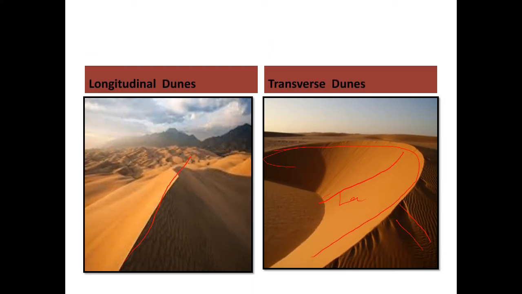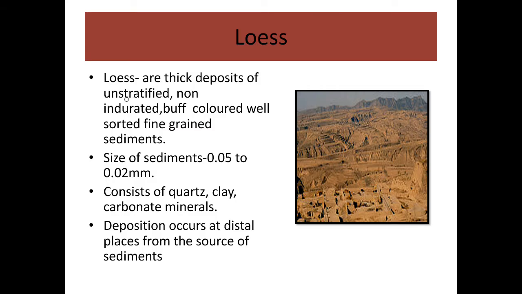The next one is loess. They are thick deposits of unstratified, non-indurated, buff-colored, well-sorted, fine-grained sediments. This is not a well-developed feature; it is somewhat a featureless landform. The size of sediments will be 0.05 to 0.02 millimeter. It consists of quartz, clay and carbonate minerals. Deposition occurs at places distal from the source of the sediments.